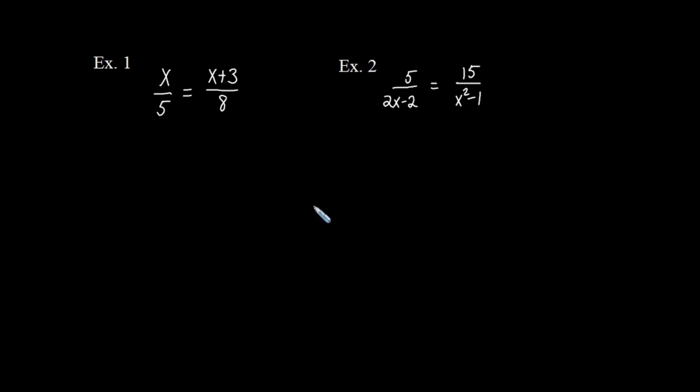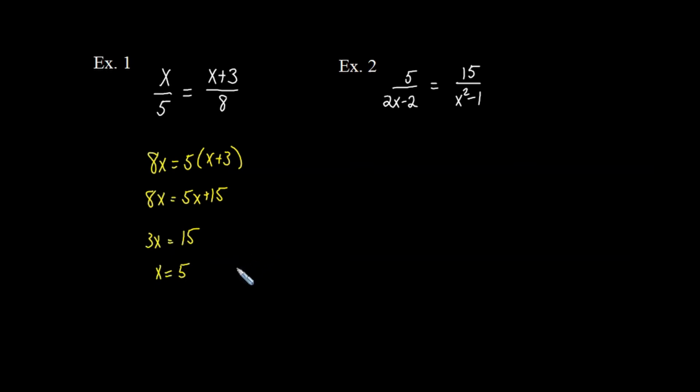In examples 1 and 2, we'll be using the proportion method. So each side is already condensed into a single ratio. So all we have to do is cross multiply. So we will multiply 8 times x. We get 8x, and then 5 times x plus 3. And we will distribute the 5 and get 5x plus 15. Then we will subtract 5x and get 3x on the left-hand side is equal to 15. Divide by 3, and you will get x is equal to 5.